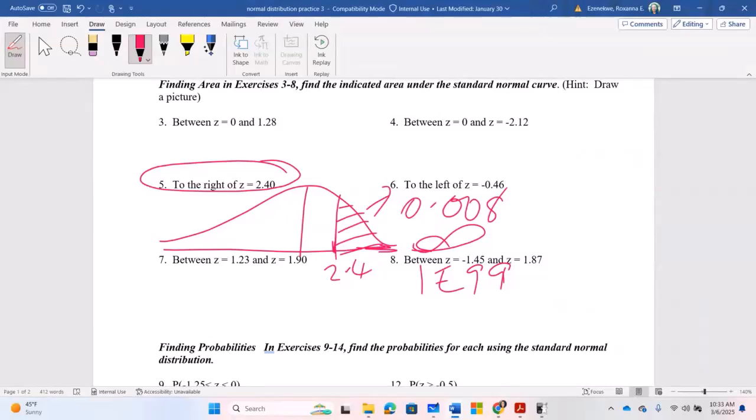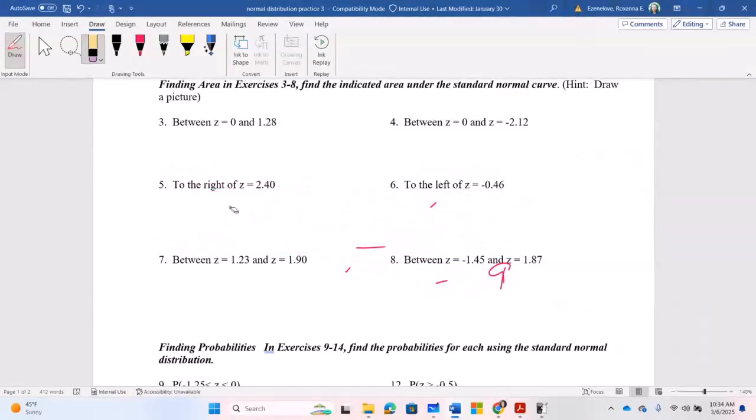This is just a refresher, a reminder that you could be told to find the area to the left or area to the right. It told me to find the area to the right now. Well, in number 6, it told me to find the area to the left of this. The same kind of question. So the first thing you want to do is draw a normal curve. Any question on normal distribution, draw a normal curve.